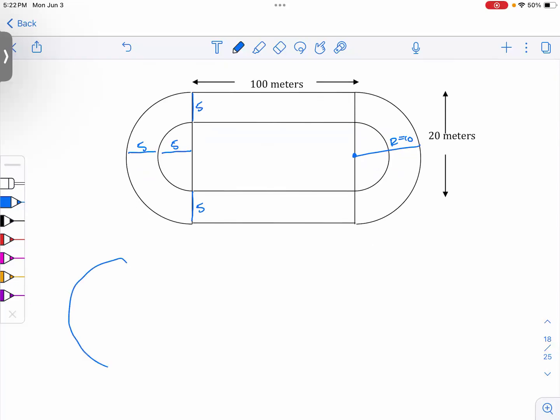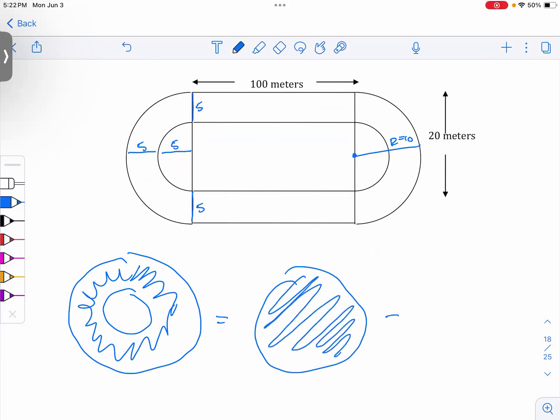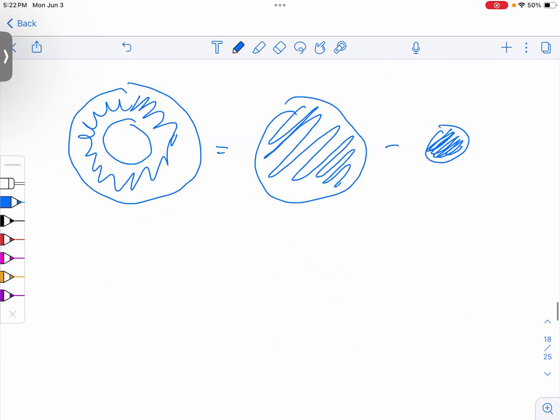So those two semicircles together make one entire circle, which gives me one full circle with an inner circle and an outer circle. In order to find the area of the track, I need to find the area of the big circle and then subtract off the area of the inner circle. Now, again, good news. The radius of the big circle is 10. The radius of the small circle is 5, which means I have my equation pi r squared.